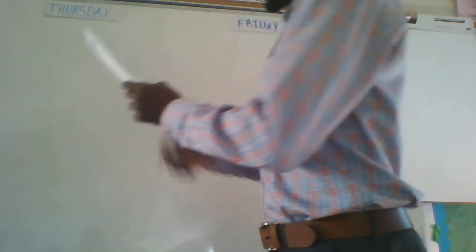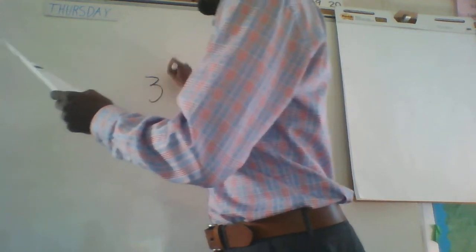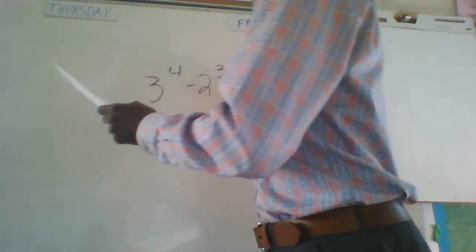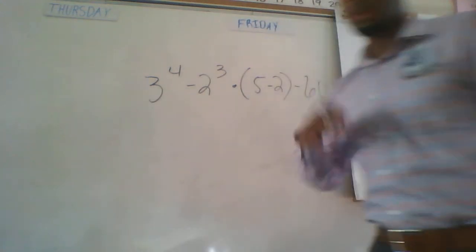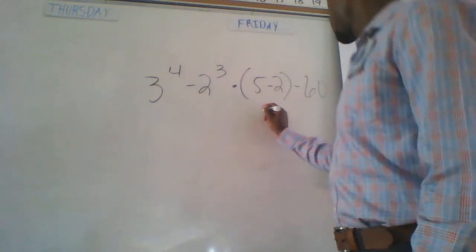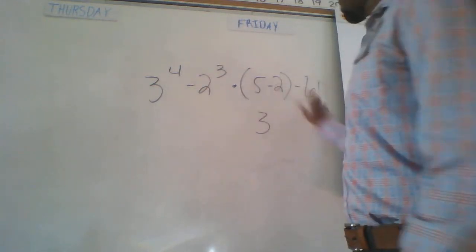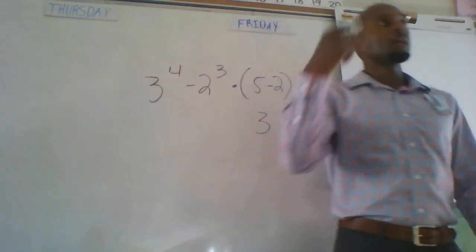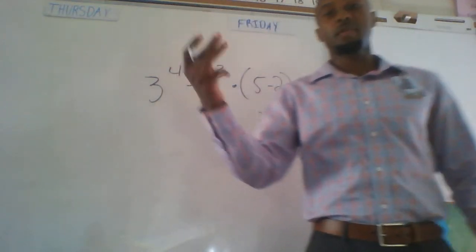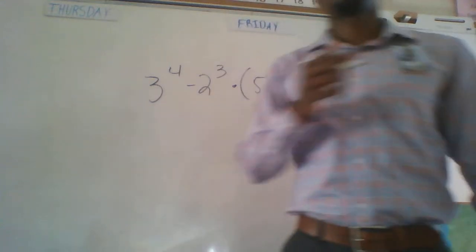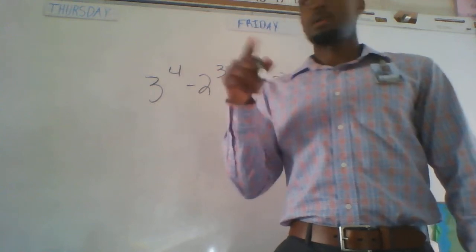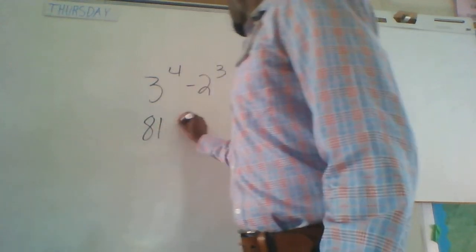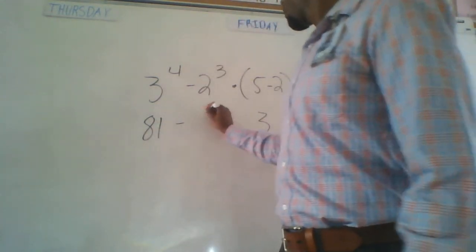Now we're doing an order of operations problem. We got 3 to the 4th minus 2 to the 3rd times 5 minus 2, minus 60. Okay, so we start with our parentheses. We know that 5 minus 2 is 3. Then we need to do our exponents. 3 to the 4th power: 3 times 3 is 9, 9 times 3 is 27, 27 times 3 is 81. Okay, so 81 minus 2 to the 3rd power, which is 8.